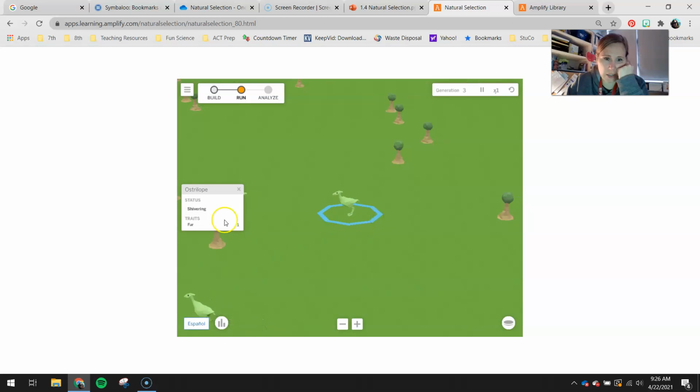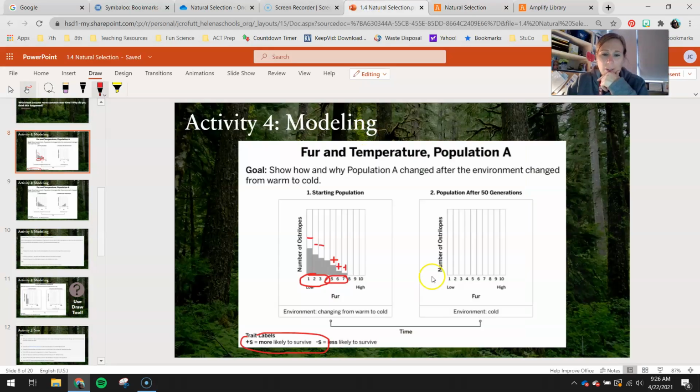So you watch this guy right here. He's shivering, so he's obviously cold. You guys can also see his fur is at a 1, so he has that lower fur. Okay, so you guys can kind of mark those up as either plus or minus based on whether you think they're going to survive. Maybe you put a minus, I don't know, a plus here. We'll probably see some of those survive, maybe not as well.